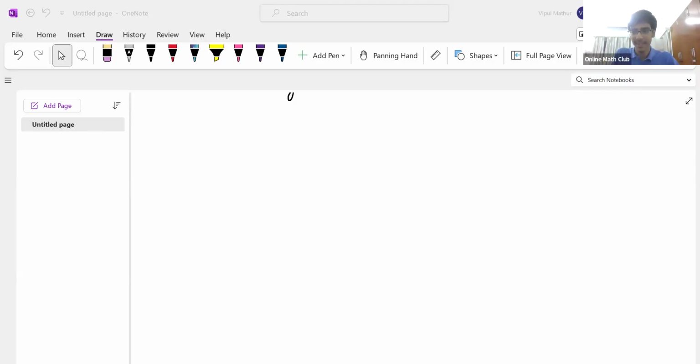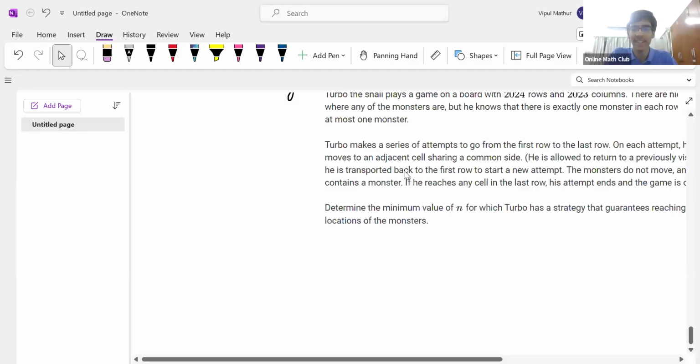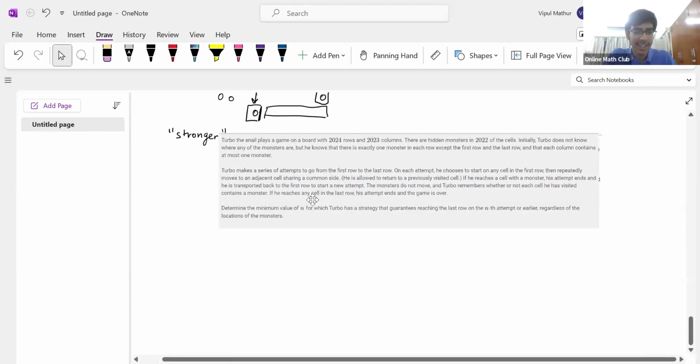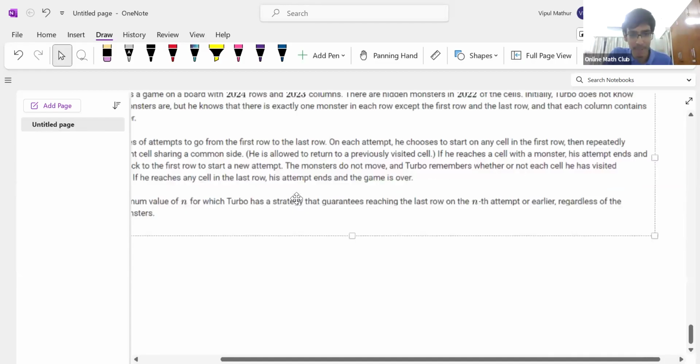Okay. So it's a pretty long statement. In fact, I can probably write the solution in fewer lines than the problem statement.